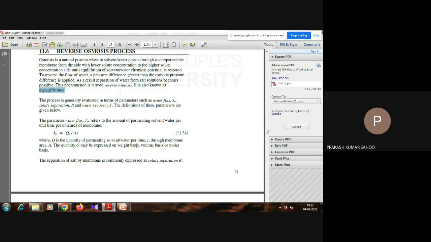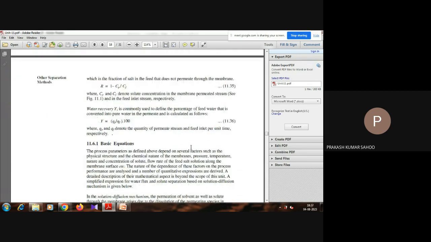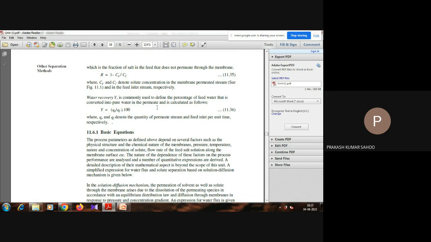Then we have water flux J equal to Q by AT. Q is the permeating solvent per time through membrane area A. The quantity Q may be expressed on a weight basis. At the end we have R equal to 1 minus Cp by Cf, where Cp is the concentration in the membrane permeated stream, and Cf is the feed inlet stream. So these types of equations are there.